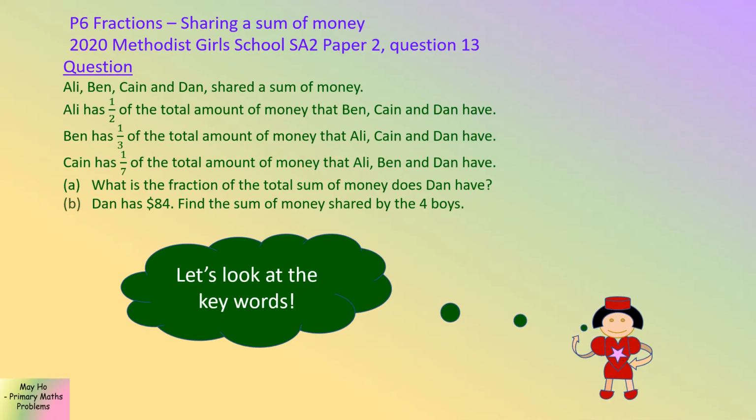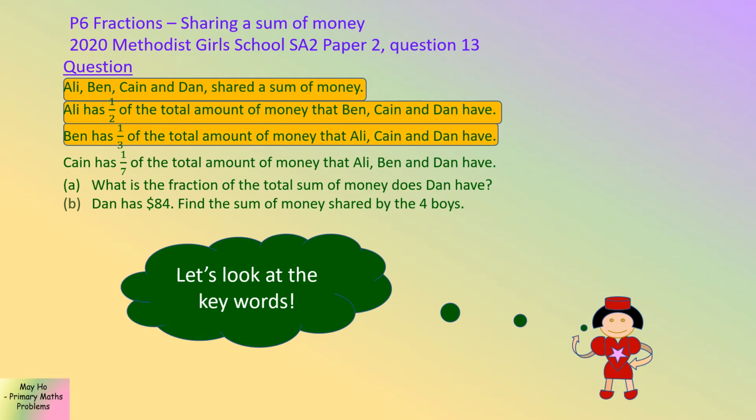Let's look at the keywords. Ali, Ben, Ken and Dan shared a sum of money. Ali has half of the total amount of money that Ben, Ken and Dan have. Ben has 1/3 of the total amount of money that Ali, Ken and Dan have. Ken has 1/7 of the total amount of money that Ali, Ben and Dan have.